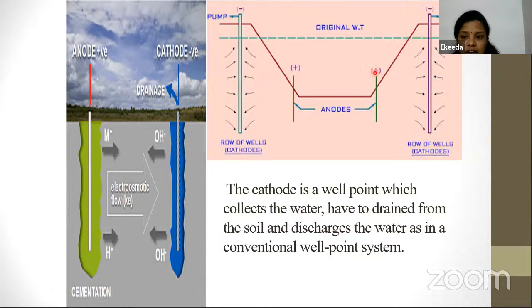So this is the anode, and here you can see this is the slope of the soil mass. In between there will be a road or something. At the slope this anode will be installed, and away from the slope this cathode will be installed. Normally the water will have a tendency to move towards this direction, but when you apply current in between, the water will start moving towards the cathode in the opposite direction.